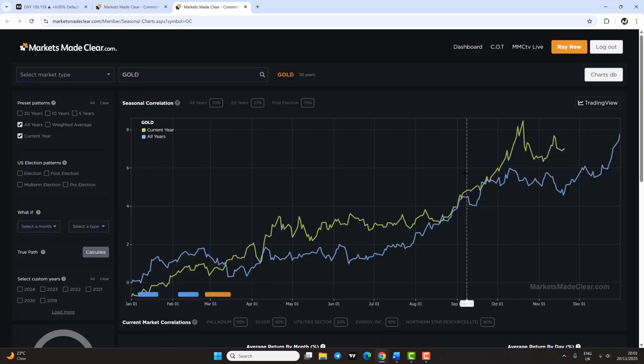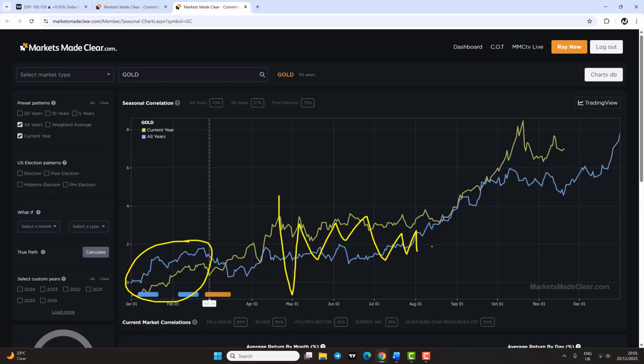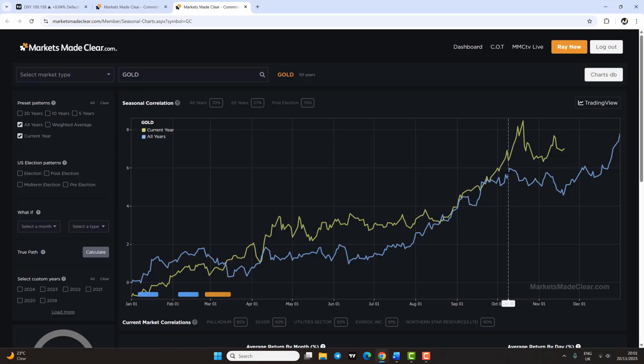And then you start to see what gold has actually done historically. We get 50 years of history here, and gold has followed the entire year from start to finish. We've had the big move up at the start of the year, the big range through the summer, and then into Q4, that big move to the upside. Then we correct, typically around the 10th to 12th of October.